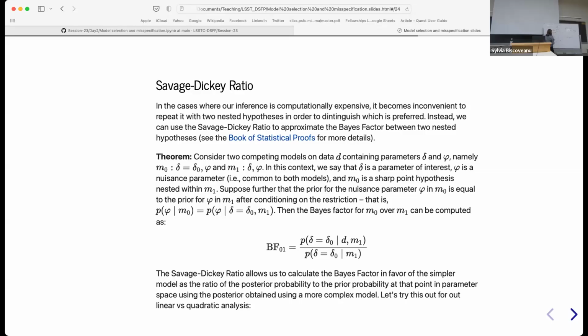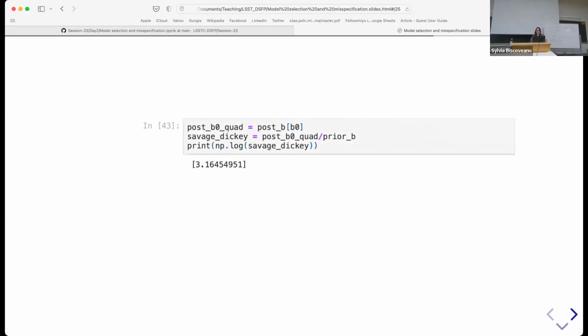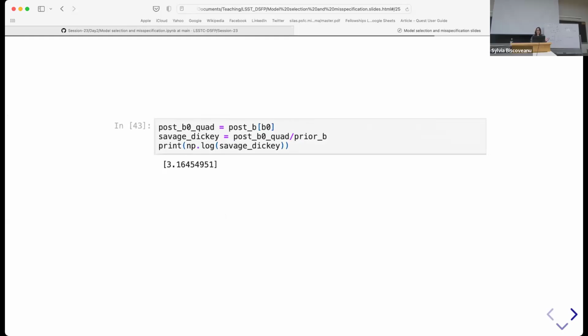So this guy versus this guy. Okay, and so to check how this works, we can go back to our quadratic model. And unsurprisingly, it turns out that we get exactly the Bayes factor that we calculated by just repeating the full nested analysis and comparing it to our more complex model. So this is a really convenient way of calculating Bayes factors for nested hypotheses.